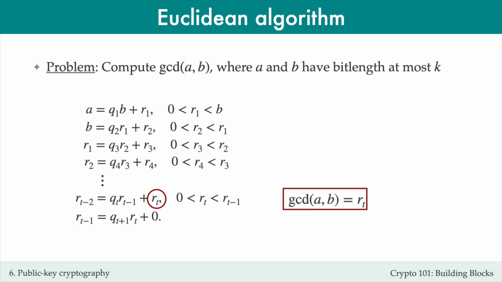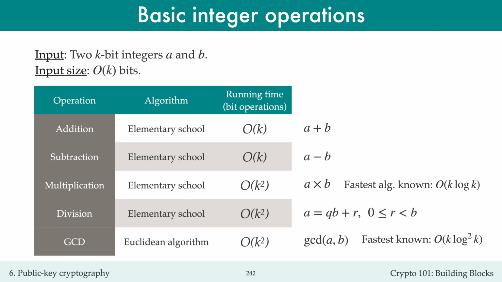In fact, one can prove that the total number of divisions is at most 2 times k. And so, since the numbers get smaller and each division takes big O of k squared bit operations, the total running time of Euclid's algorithm is big O of k cubed bit operations. In fact, a better upper bound on the running time of Euclid's algorithm is big O of k squared bit operations. The big O of k cubed upper bound is correct, but big O of k squared is a better upper bound on the running time of Euclid's algorithm.